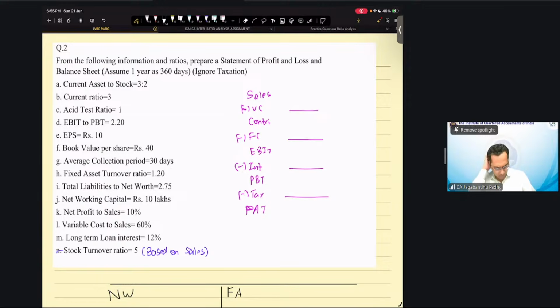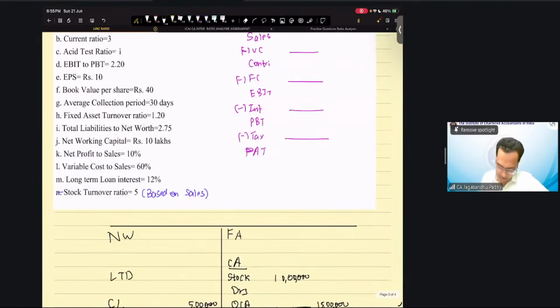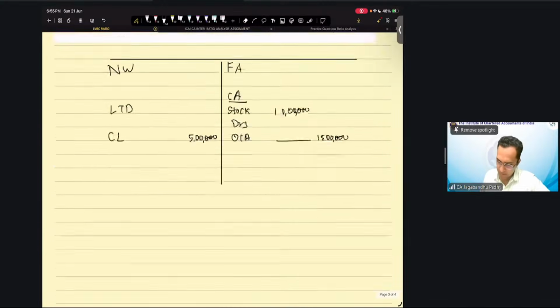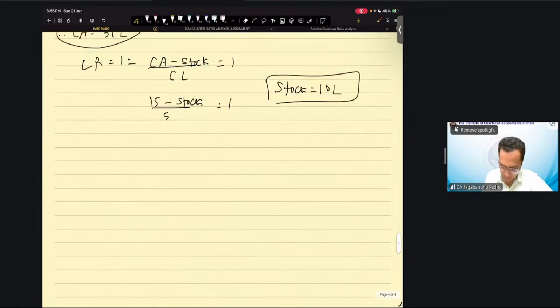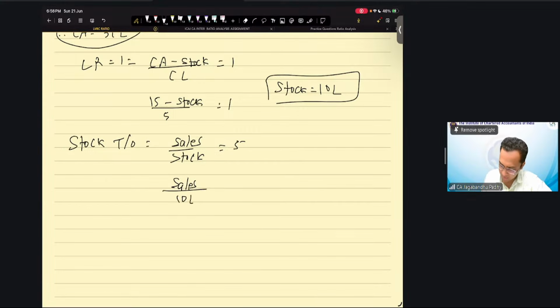EBIT to PBT, that we will do later. EPS also later. Book value also later. Average collection period is 20 days. But for that, I need the value of sales. Sales is something that's not given, but we have the stock turnover ratio given to us. The stock turnover ratio is 5. So stock turnover is sales upon stock is 5. Stock is 10 lakh.